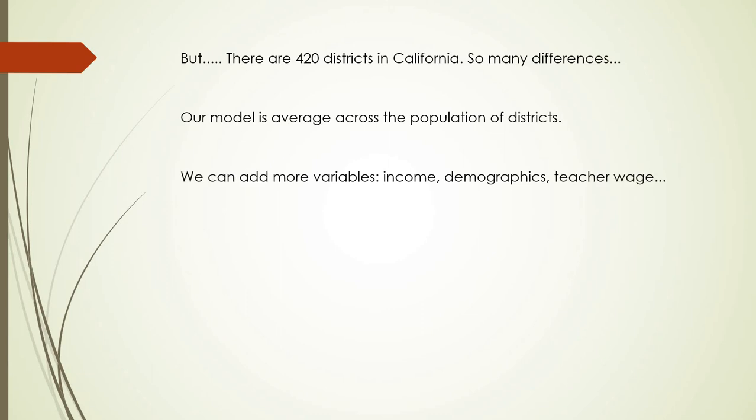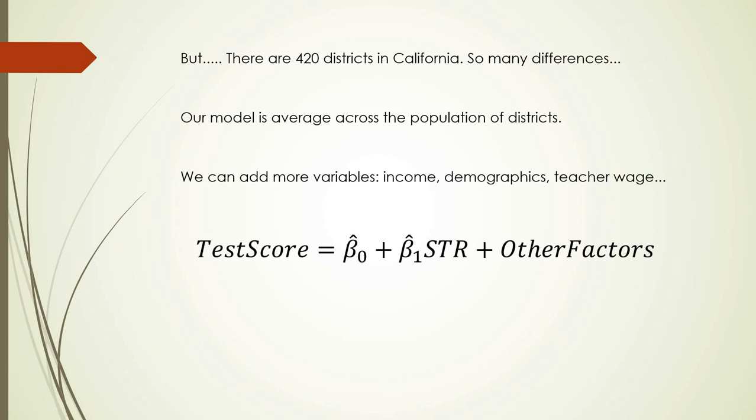Also, we can add more variables in our model so that we can take into account those differences between districts. For example, the average income in every district, demographics, for example, the number of immigrants, teachers' wages, and so on. But at the moment, we are only exploring the relationship between class size, student-teacher ratio, and the test scores. Later on, we will develop some multivariate models where we will add some other factors.